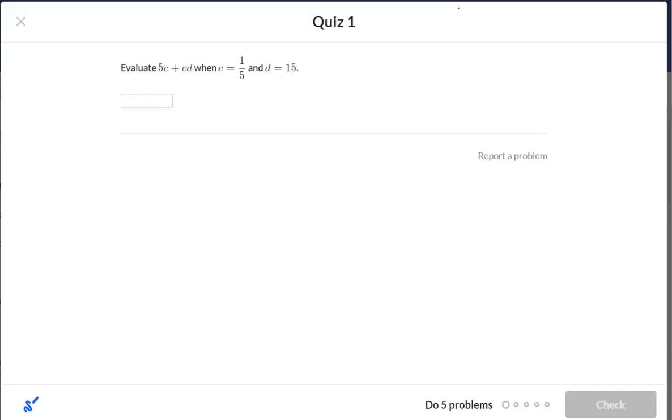Okay, so in this one, let me compare with yours, okay? So we just need to plug these numbers into this expression. It says 5c, so I'm going to just say 5 times c, c is 1/5, so I'm going to just write that, plus it says cd, so that's going to be just a product of those two numbers, so 1/5 times d, which is 15.